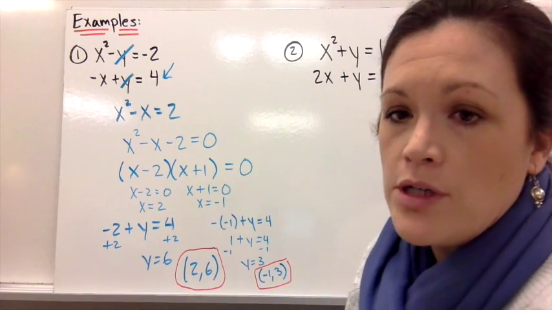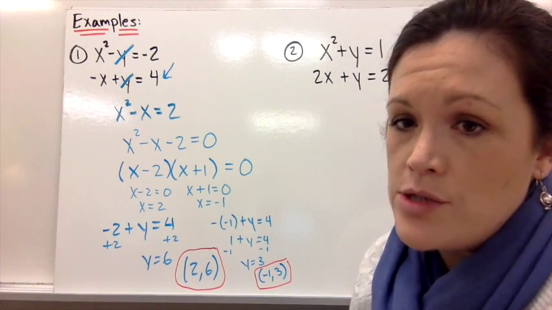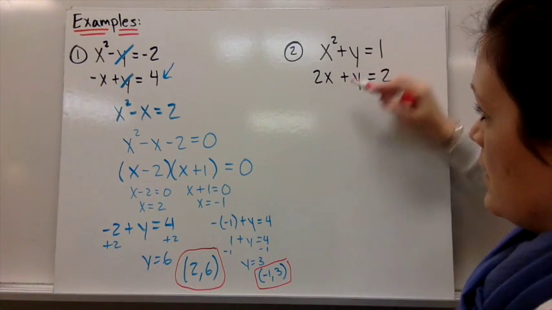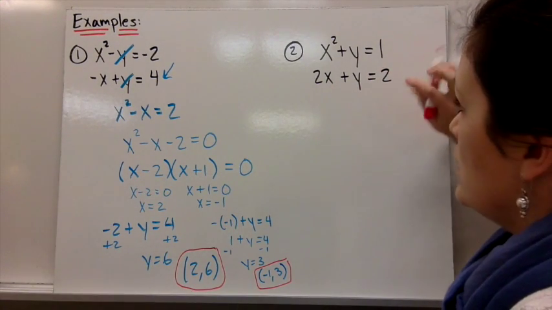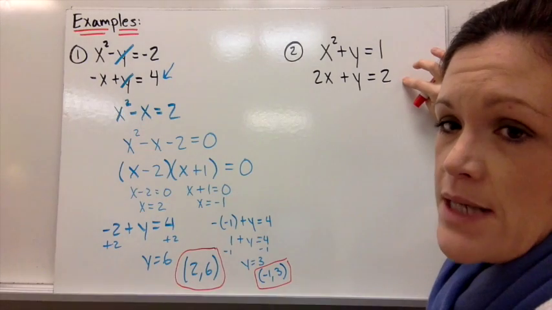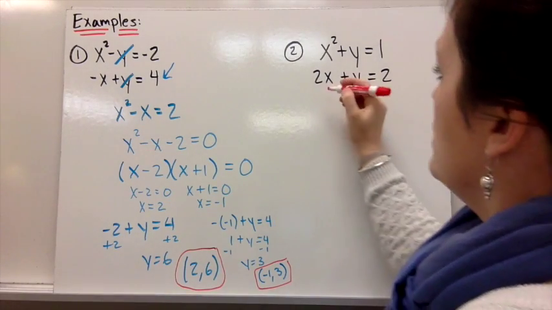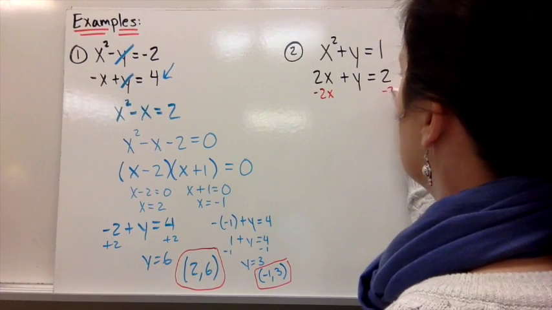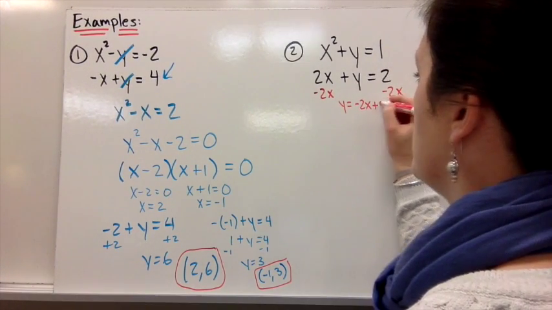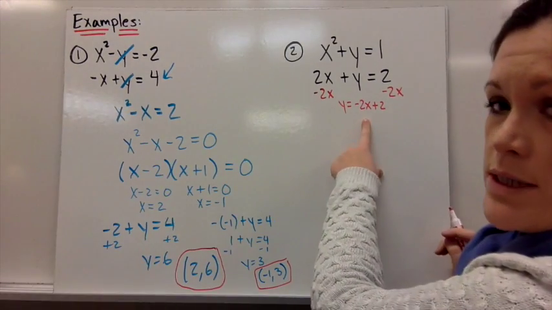For the next one, I'm going to use substitution just to show you another way that you could solve. So I have x squared plus y equals 1, and I have 2x plus y equals 2. I'm going to aim to get y by itself in the second equation because that looks like the easiest thing to do. So we could subtract 2x. So y equals negative 2x plus 2.